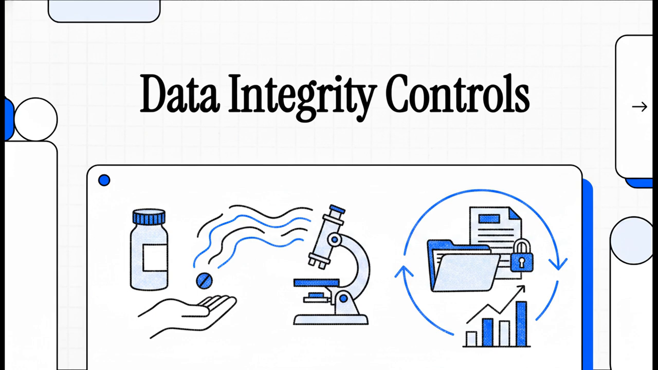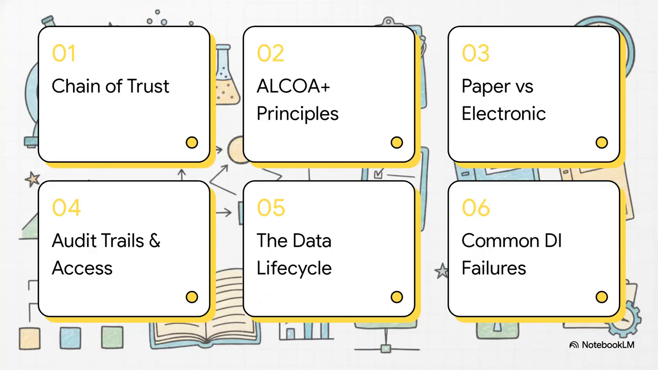In this explainer, we're diving into why data integrity is the absolute bedrock of patient safety and pharma manufacturing, and how documentation controls are pretty much the only thing standing between a safe product and a totally catastrophic failure. Here's what we're looking at today. We'll start with a chain of trust, then move into the ALCOA Plus principles. After that, we'll break down paper, electronic, and hybrid records. Then we'll tackle audit trails and access, trace the data lifecycle, and finally, look at some common data integrity failures.